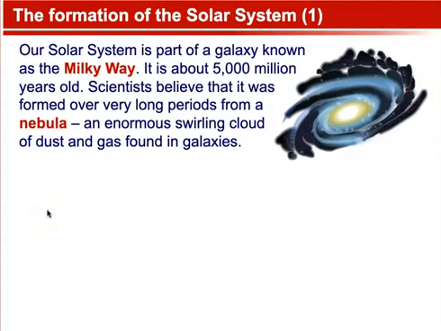The formation of the solar system. Our solar system is part of a galaxy known as the Milky Way. It is about 5,000 million years old. Scientists believe that it was formed over a very long period from a nebula, an enormous swirling cloud of gas and dust found in galaxies.